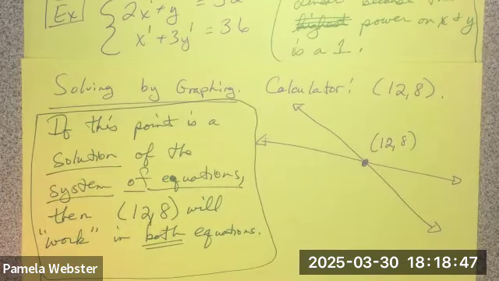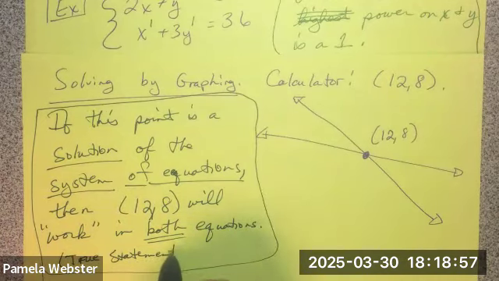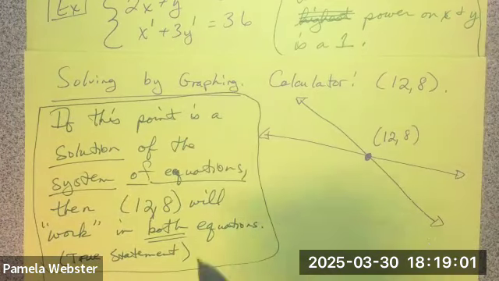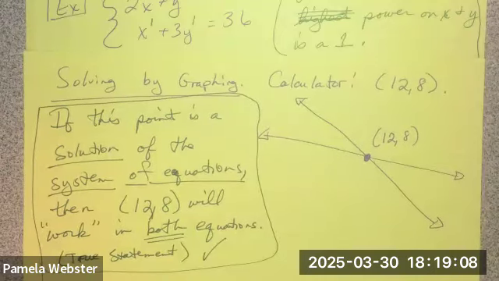Okay. Now, what does it mean to work? To work means I get a true statement. And we'll see this in a second. To work means I'm going to get a true statement. So I'll be able to put a check mark beside both of them and say, yep, sure does work. That's what we mean.